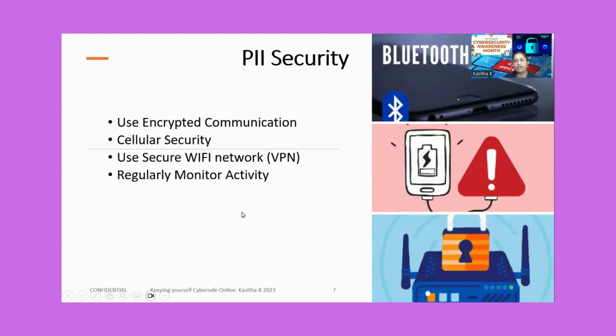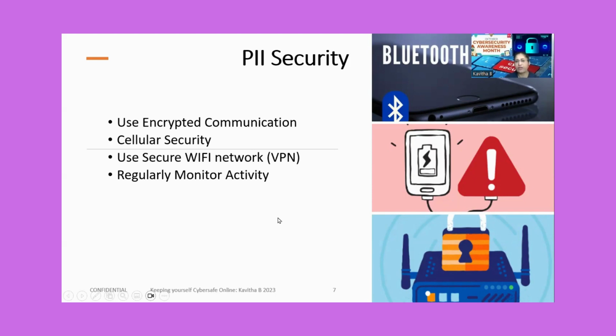And use encrypted communication. You should use encrypted email services, and if you're using messaging apps, you should use messaging apps which have end-to-end encryption. Then cellular security: if you're using USB ports or any power charging stations, just be wary about it.